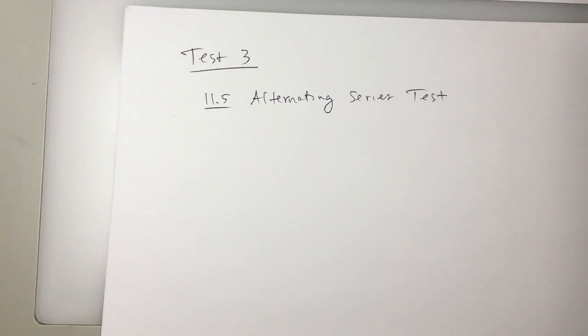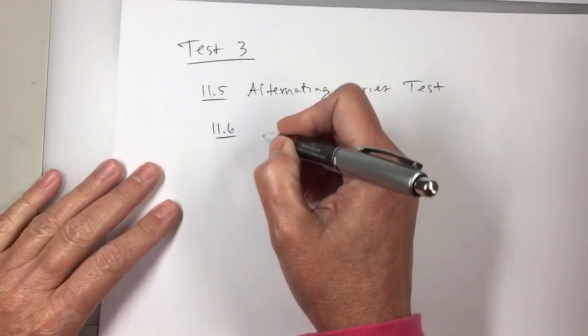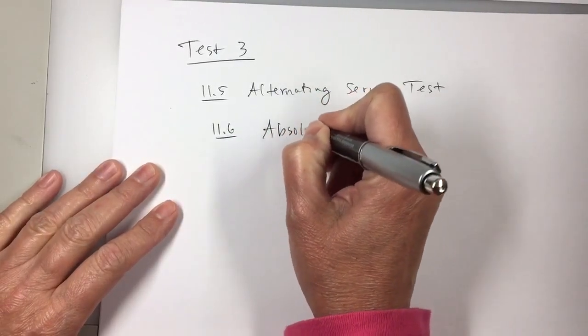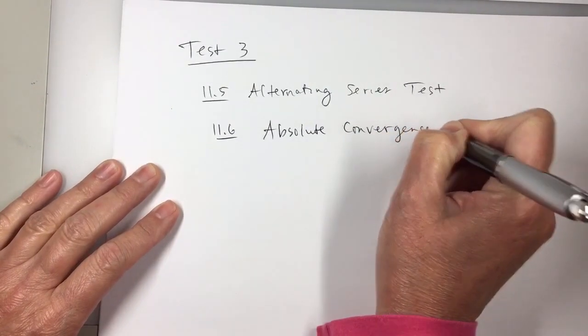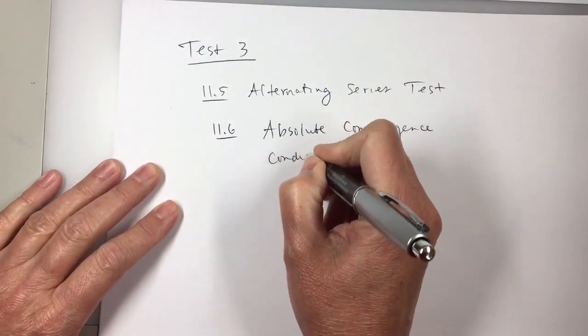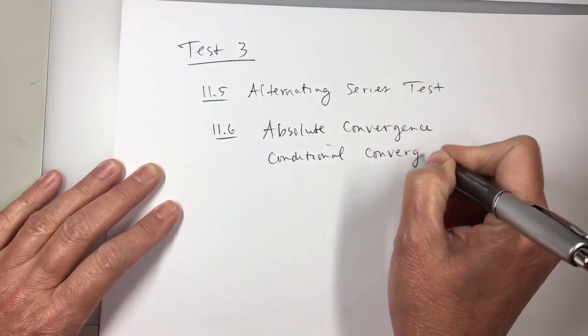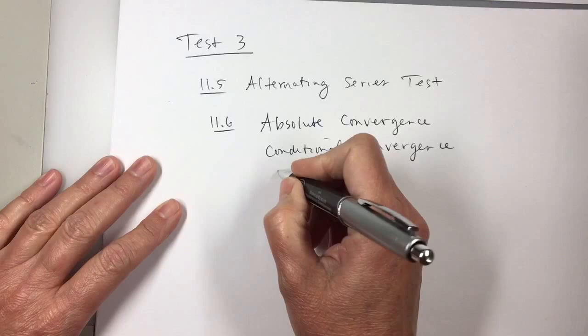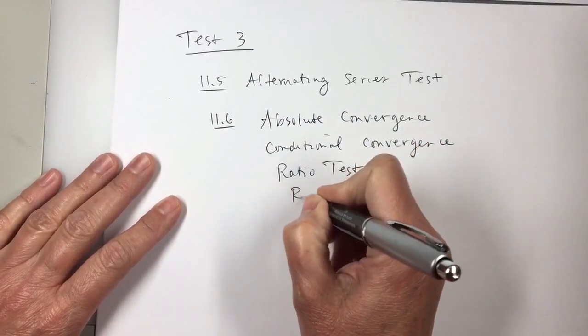If AST does not work, what do you have to do? Test for divergence. Test for divergence is then your buddy. So AST. 11.6 is absolute convergence, conditional convergence, then the ratio test, and the root test.